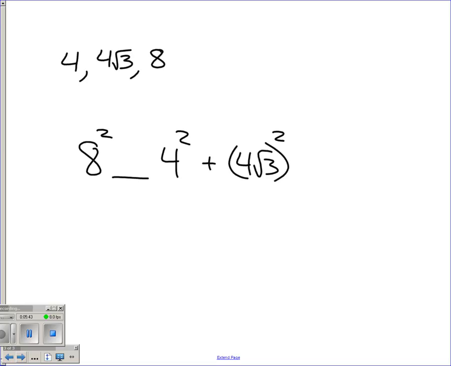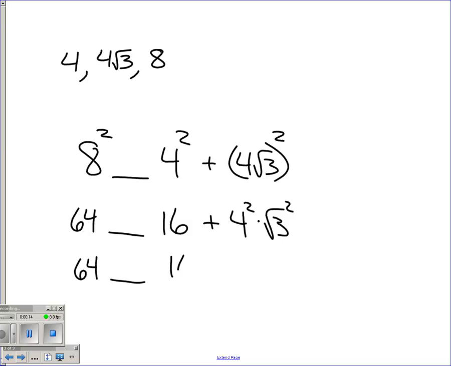Well, the 8 squared, that's easy, that's 64, that's our multiplication tables, as well as the 4 squared. But now this 4 root 3, we've got a couple of numbers being multiplied inside. Because there's no addition or subtraction inside the set of parentheses, we can bring the square that's outside into both of these and write 4 squared times the square root of 3 squared. Well, we'll bring down the 64 and the 16.